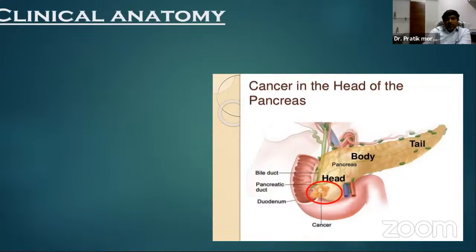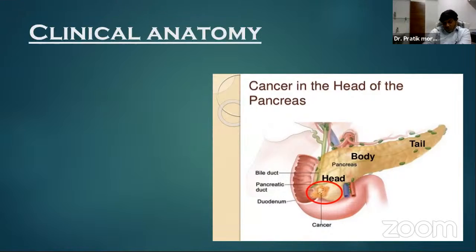Next is the clinical anatomy. Clinical anatomy is the most important part, because you are all going to become doctors and you should understand the clinical correlation of a particular organ when you see a patient in your clinic. All this knowledge you have to apply here. There are several things, but two major things can be seen.